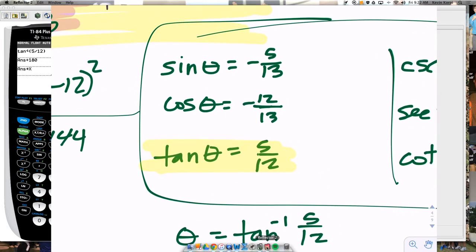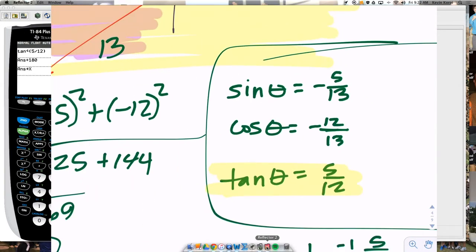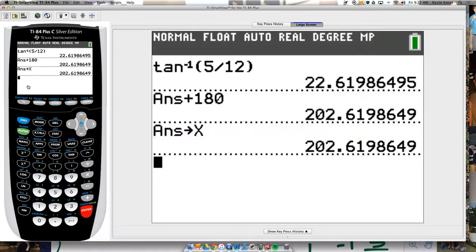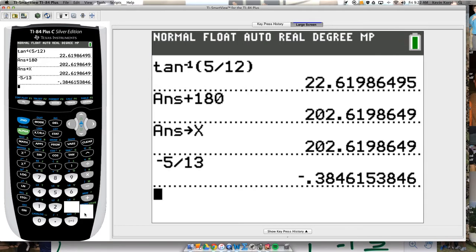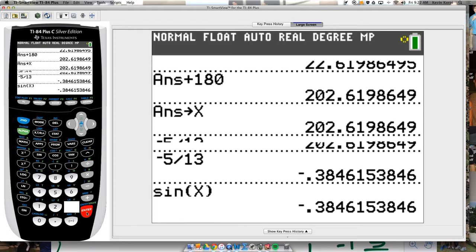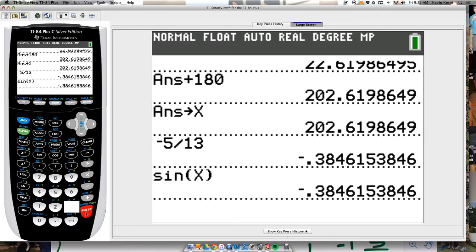Like we found sine to be negative 5/13. Let's see if the calculator knows that. First of all, negative 5 divided by 13 is this as a decimal. Let's see what sine of the angle x that we stored is. How do they look compared to each other? Same. That's pretty good indication that we are awesome. Yeah, and correct. Yeah, and awesome.